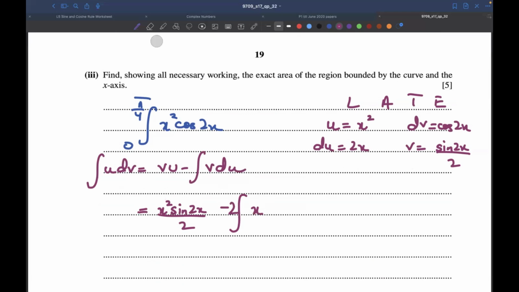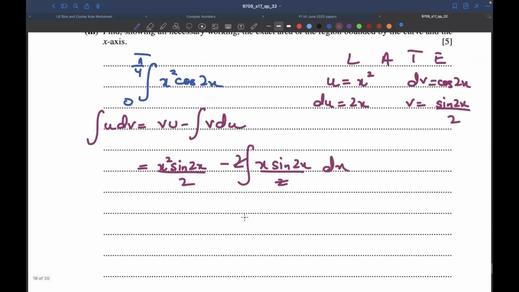So v du will become, vu and then v du. So that is 2 over here, x and then sine 2x upon 2. So this 2 and 2 will cancel out, and we can simply integrate x sine 2x one more time using integration by parts. Again over here, u will be x, so du will become equal to 1. dv will be sine of 2x, and the integral of sine 2x is minus cos 2x and then upon 2.